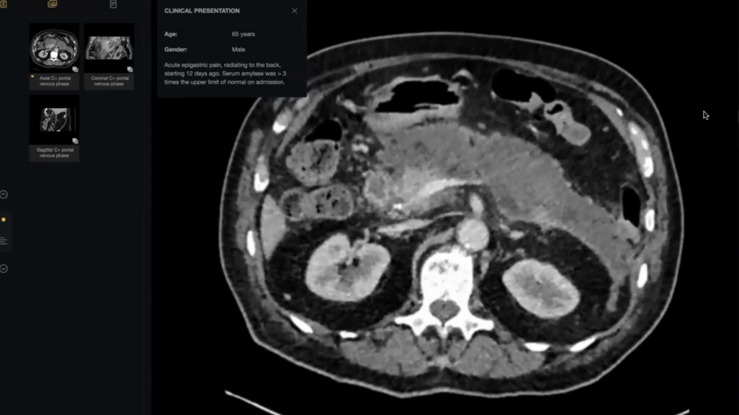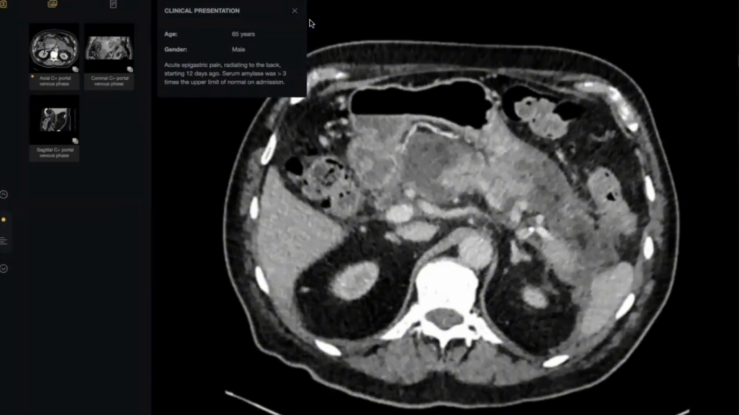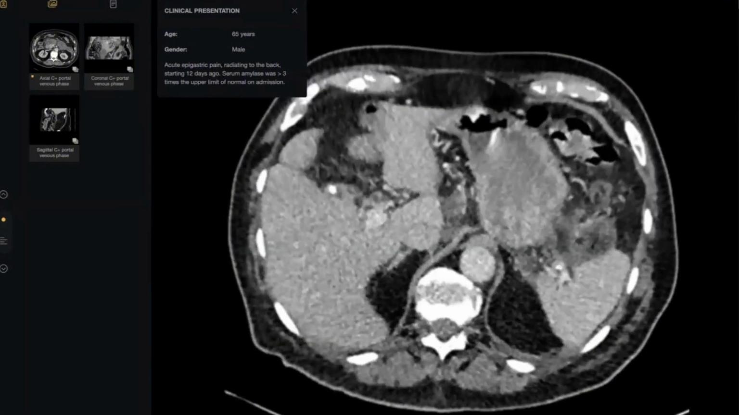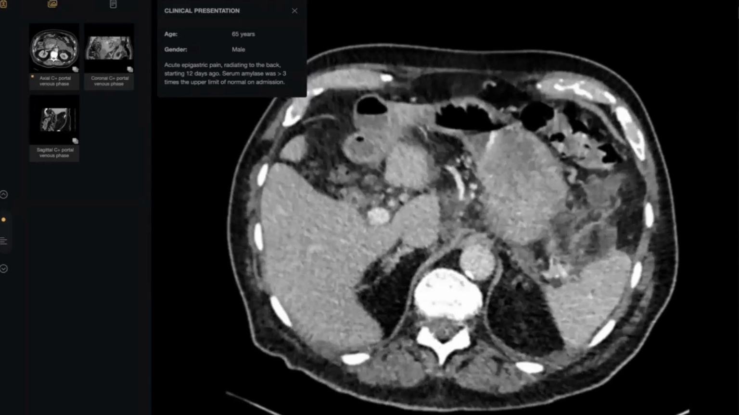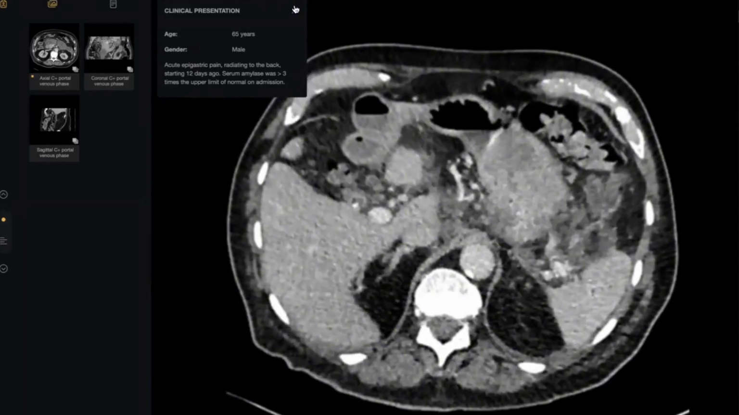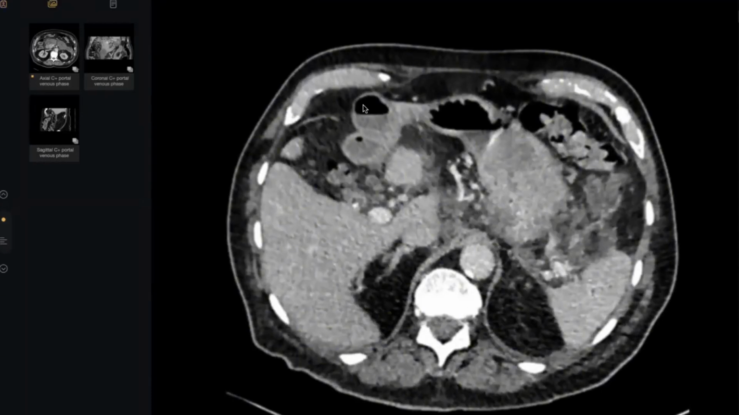A 65-year-old male patient with severe epigastric abdominal pain for 12 hours. I have been provided with axial CT abdomen images. I would like to have a general look before starting my comments.